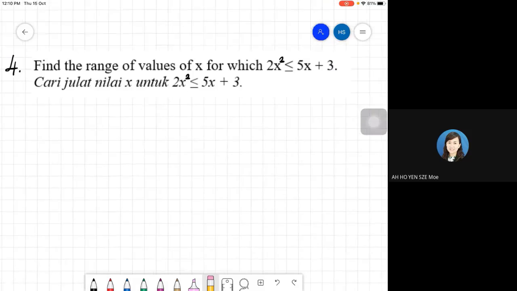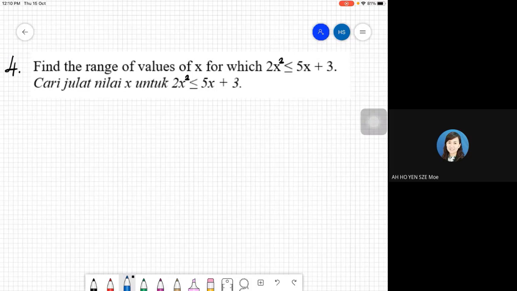Okay, here, this one. Okay, so this is another question. 2x square less than or equal to 5x plus 3. Okay, this is a simple question. As you see, very short right. Just arrange it into the general form. Okay, so 2x square, bring over, 5x minus 3 less than or equal to 0.